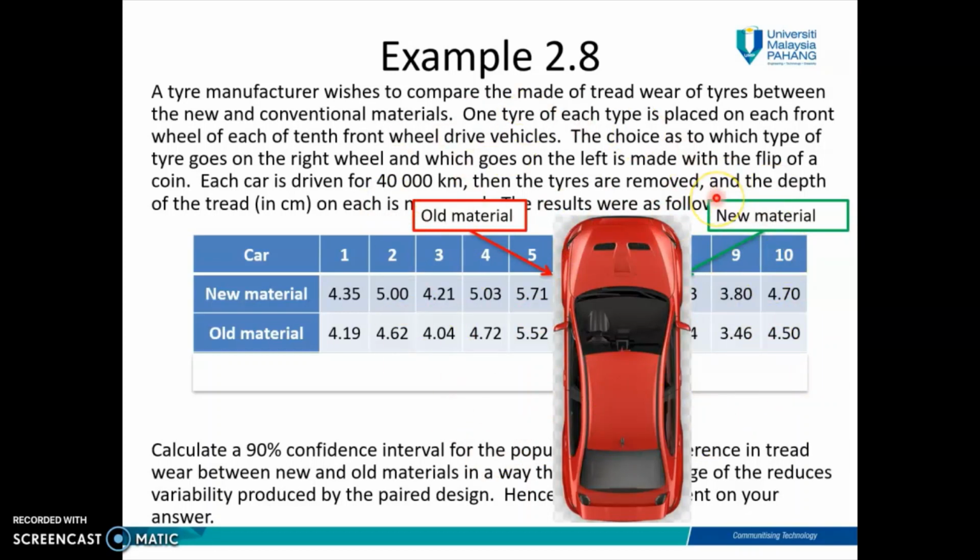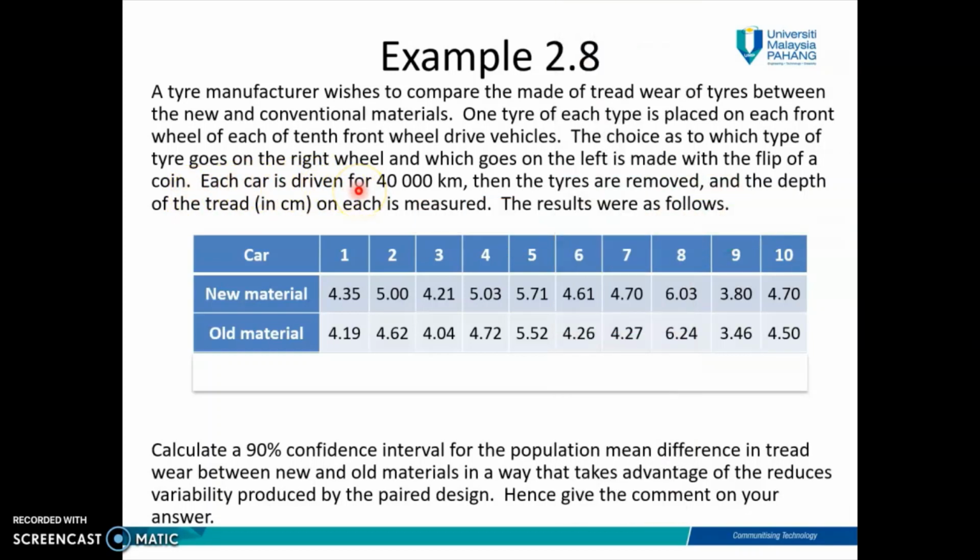Okay, so after they had already prepared these 10 cars, each car is driven for 40,000 kilometers. Then the tires are removed and the depth of the tread on each is measured. So this is how they did the experiment, okay? They drive the car and then they measure the depth of the tread in centimeters. Okay, the results were shown as follows.